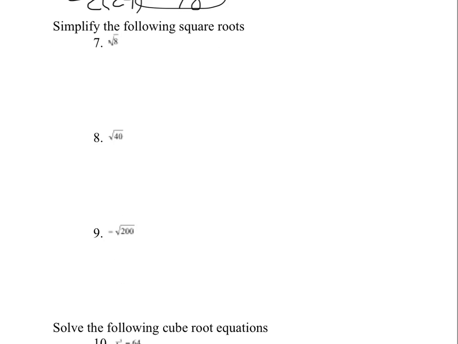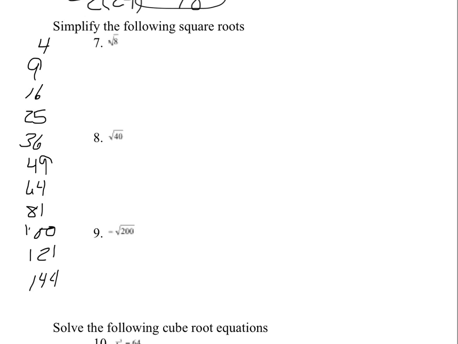For 7, 8, and 9, we're going to simplify the following square roots. What you need to do is think of two numbers that multiply to give you 8. One of them needs to be a perfect square. Remember, our list of perfect squares are 4, 9, 16, 25, 36, 49, 64, 81, 100, 121, and 144. So two numbers that multiply to give me 8. One of those two numbers must be on this list.